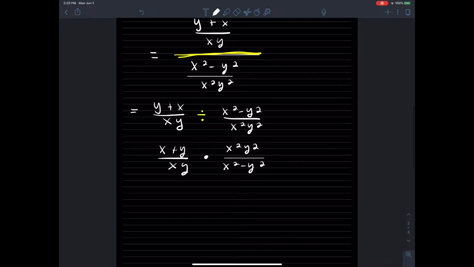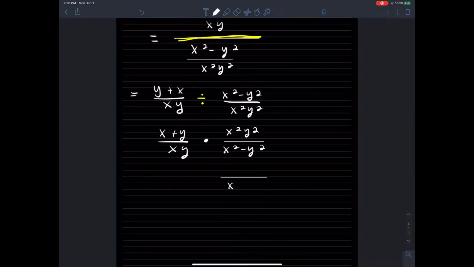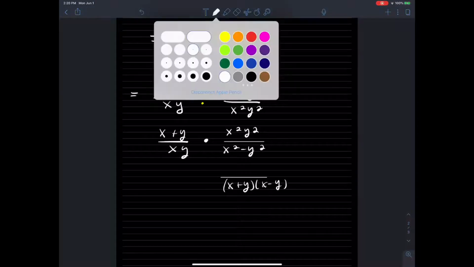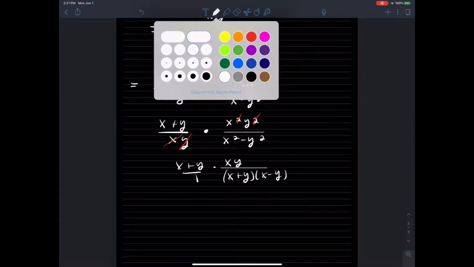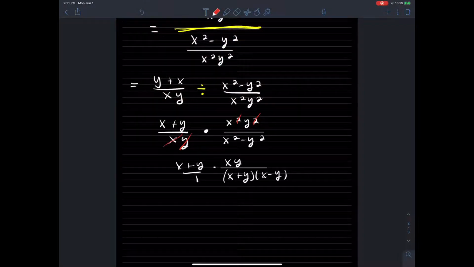And so to simplify, we can factor. It's x plus y, x minus y, and we can go ahead and cancel one of these with one of those. Y on the bottom with one of the y's on the top. And since those canceled over there, we have xy here, x plus y over 1 here. We can see also this x plus y cancels with an x plus y.